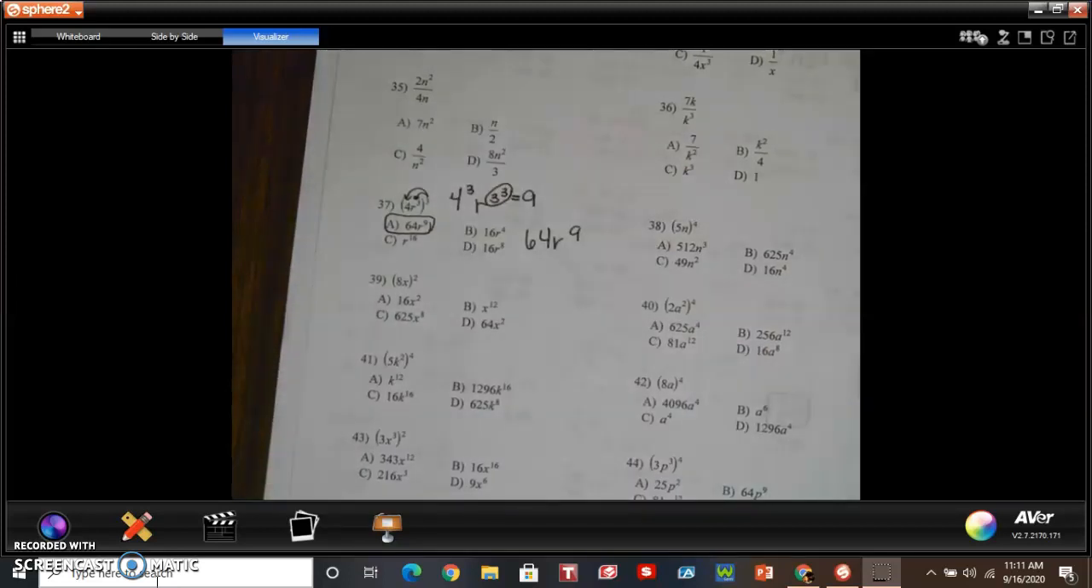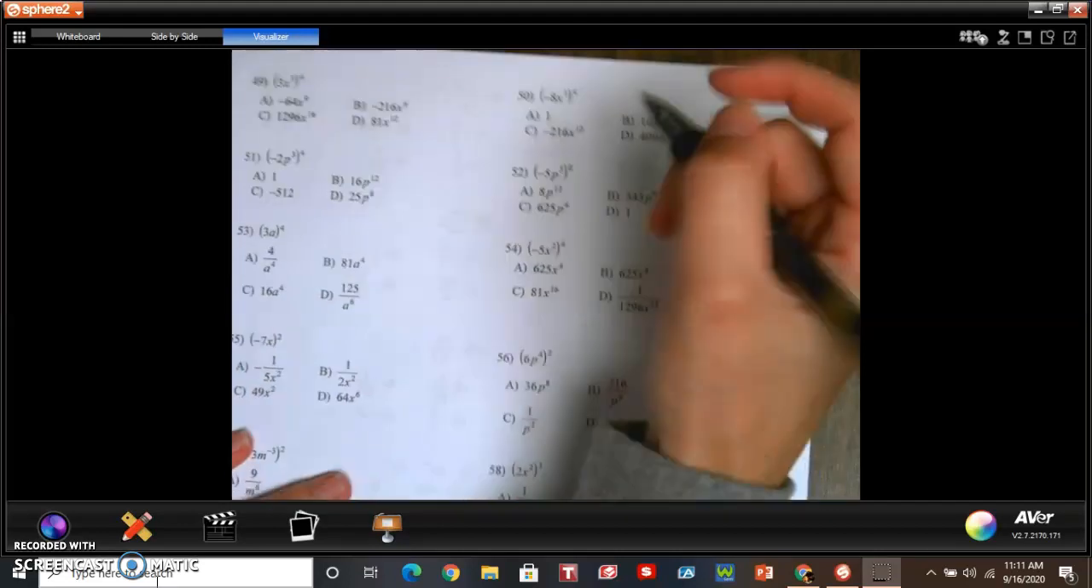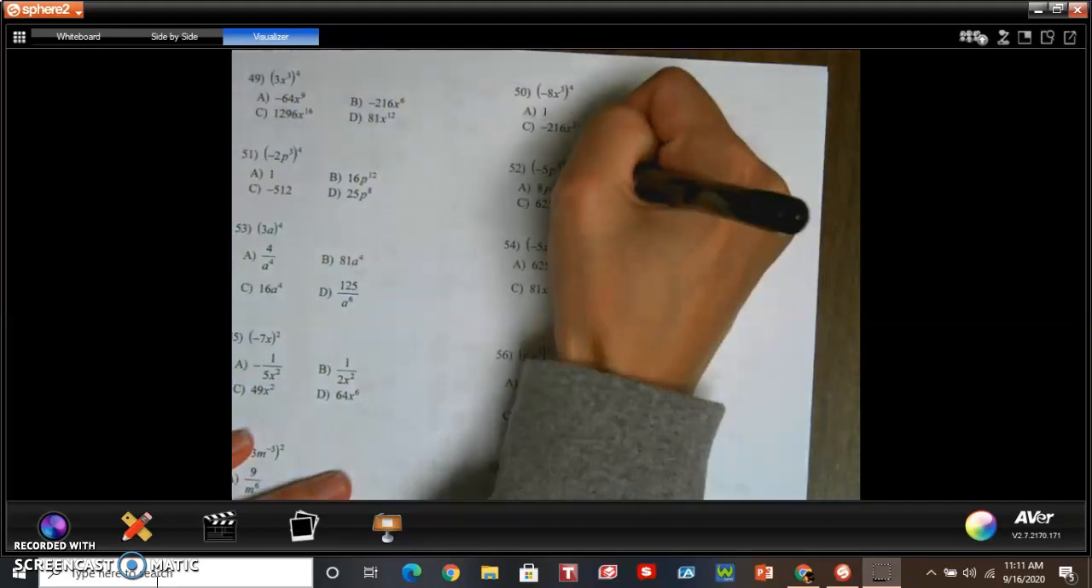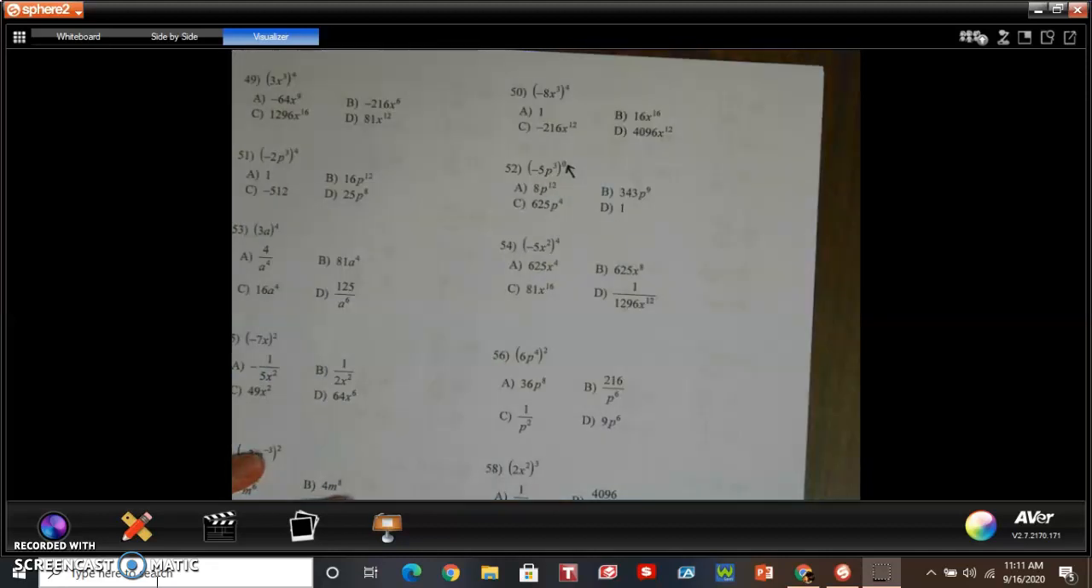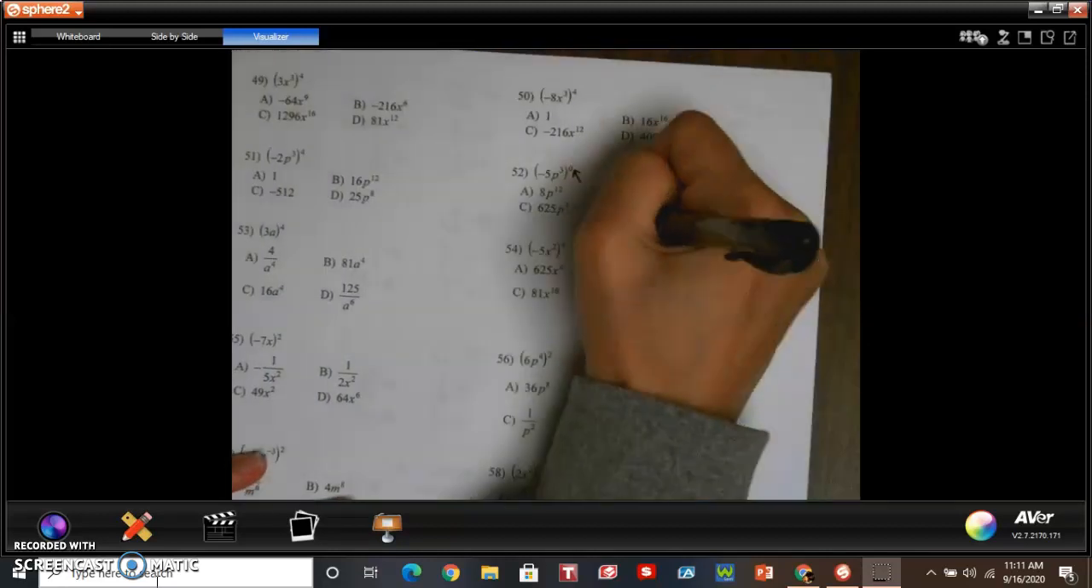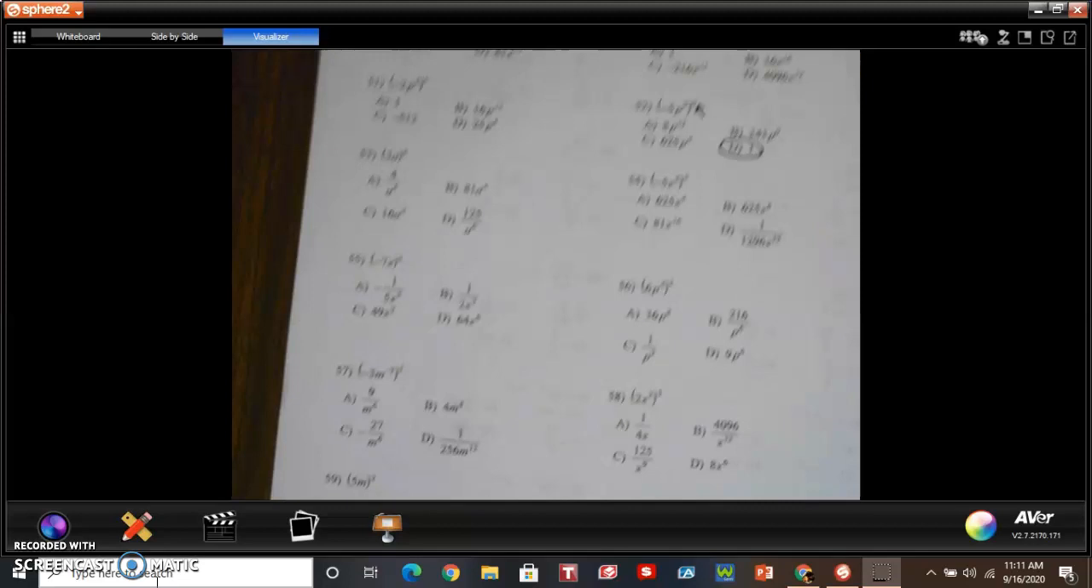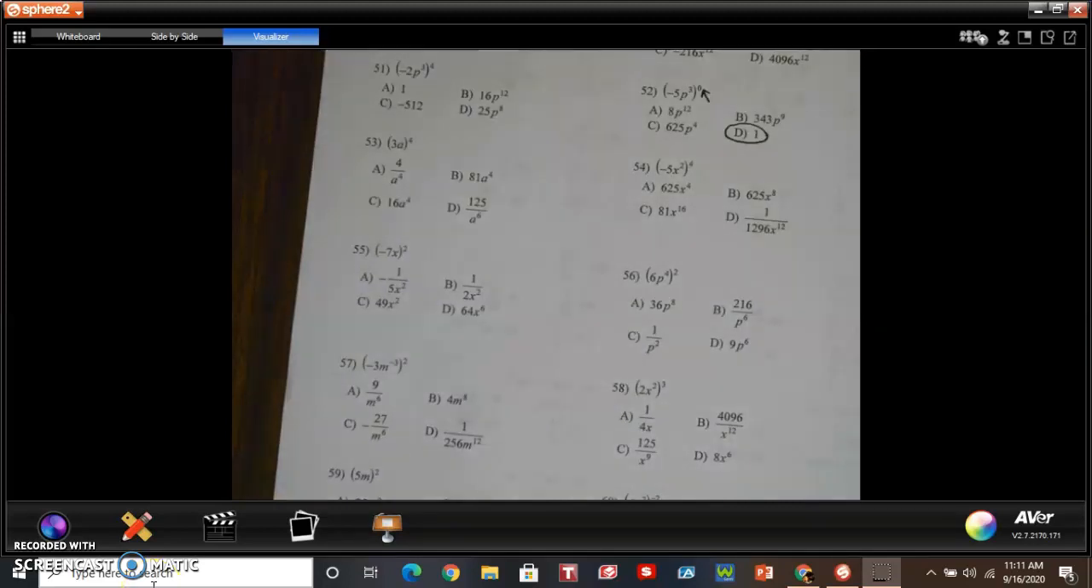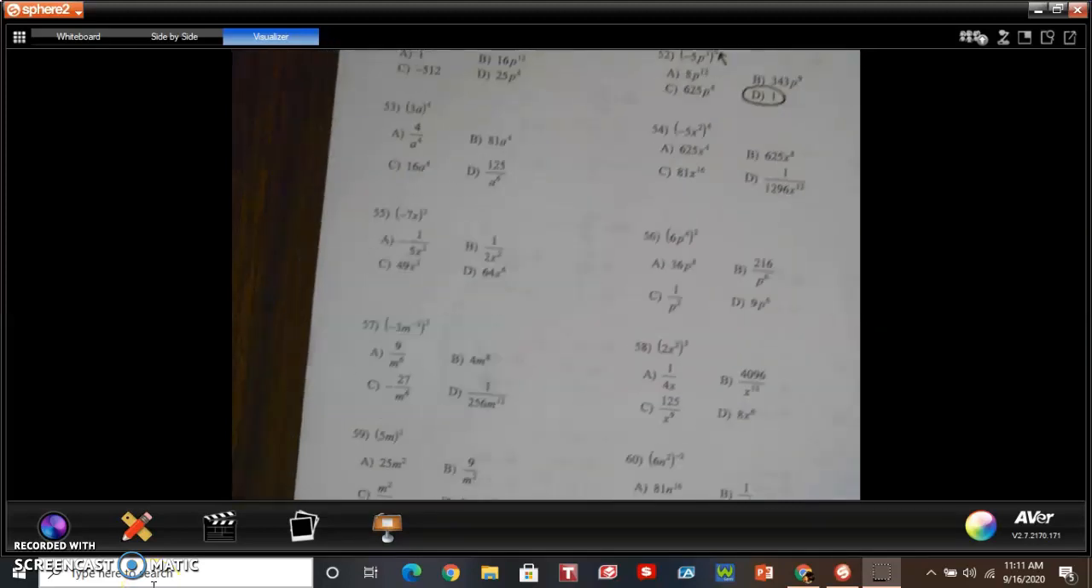Okay, I want to do 2 more with you. 52. All right, all of this is going on in here, but what I notice is everything is raised to a 0 power, and anything raised to a 0 power equals 1. And then the last one I want to do with you is number 57.